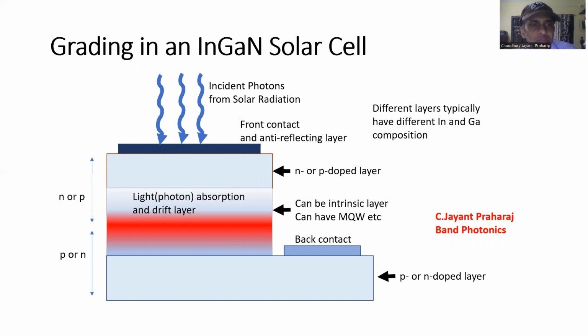This slide talks more about the grading in an indium gallium nitride solar cell. You can see that in the light absorption and drift layer, you can have quasi-continuous grading. Now, this can be an intrinsic layer, or with quasi-continuous grading, or it can have multi-quantum wells. In this talk, we focus more on the quasi-continuous grading kind of solar cells using these structures.